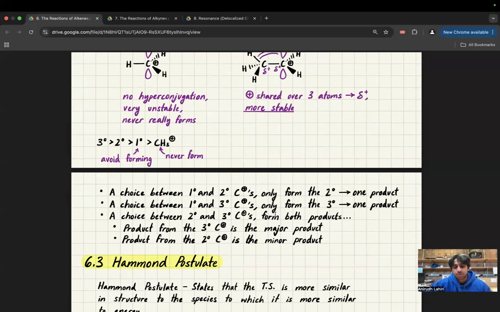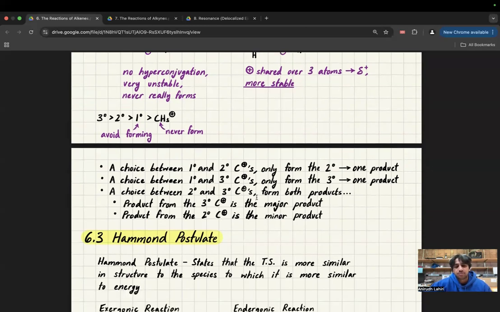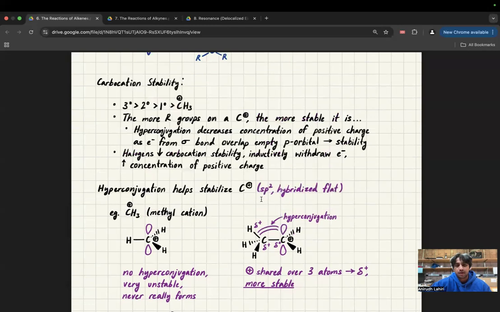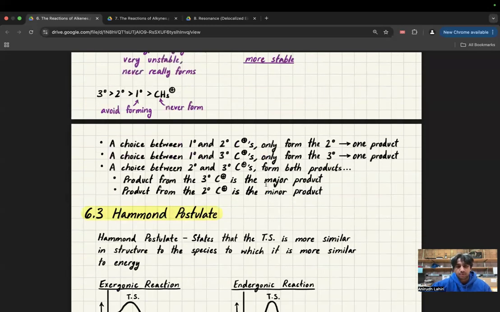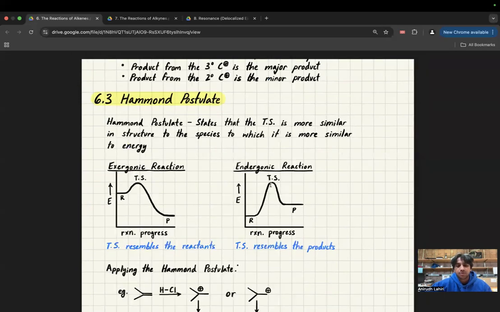We'll call one product major and one product minor. So the tertiary spot will form the more stable compound. As we just talked about, it goes through a more stable intermediate. Therefore, it'll be the major product. Okay, cool.